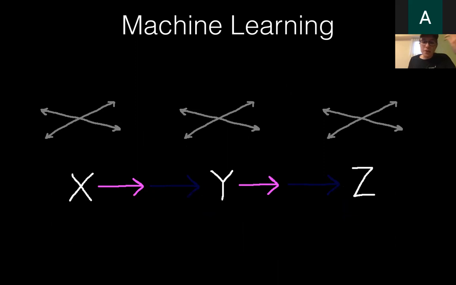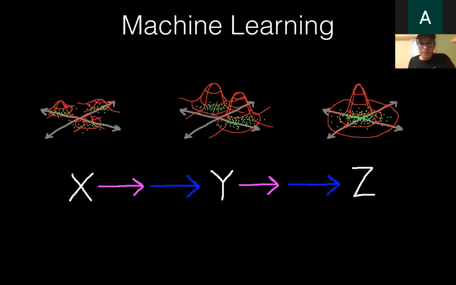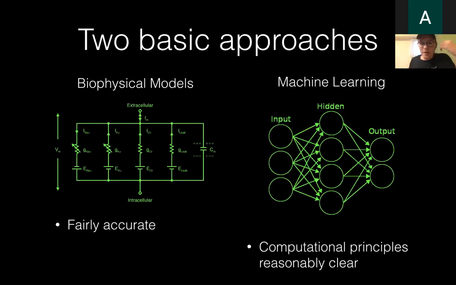composed of linear and then nonlinear functions. We can think of data and distributions on that data. So we get a lot of rich mathematical intuition for thinking about how these systems work, which we don't have for the sort of biophysical models. So we would like to sort of have our cake and eat it too.